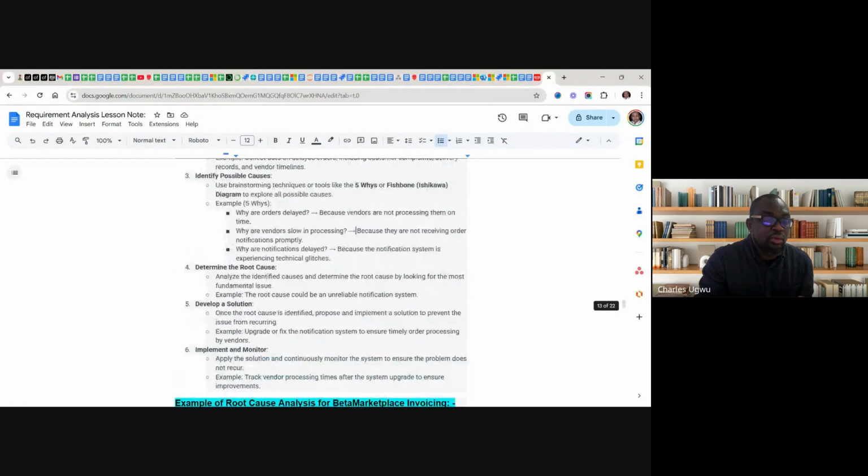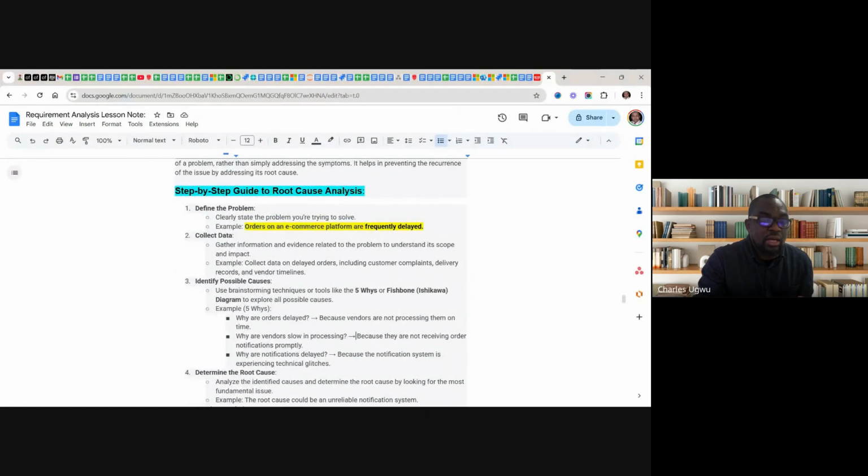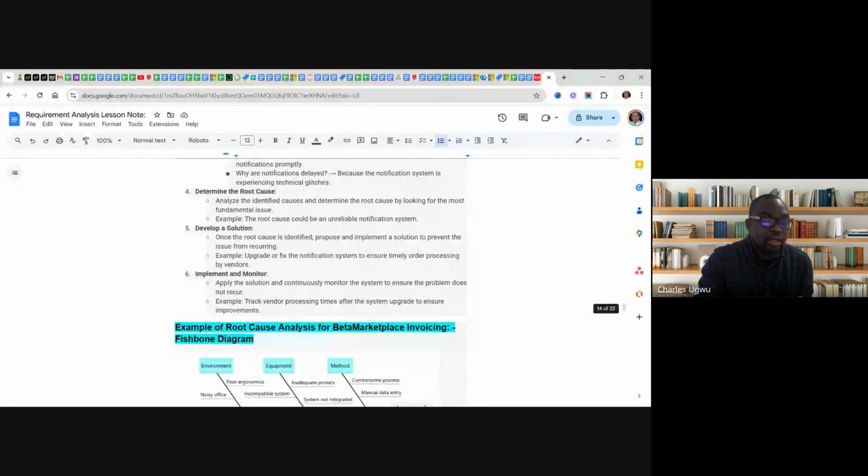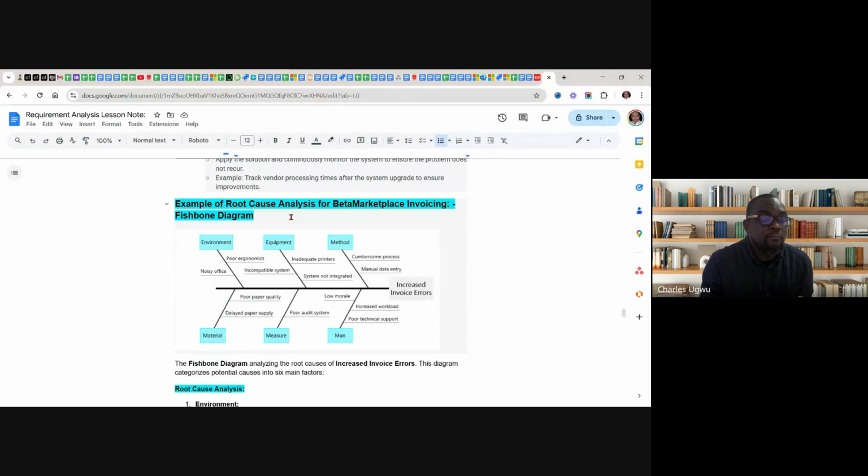Like I told you, we have the five whys. And another one here is the fishbone diagram. Why we call it a fishbone diagram is that this is the head of the fish, and all these are bones. It's like when you remove everything you see a fish bone. That's why it's popularly called fishbone.